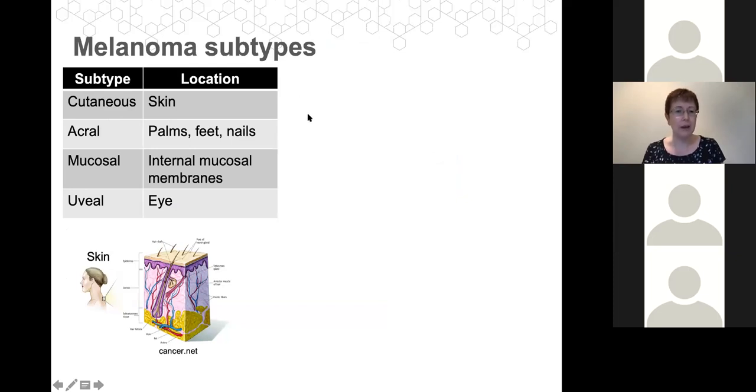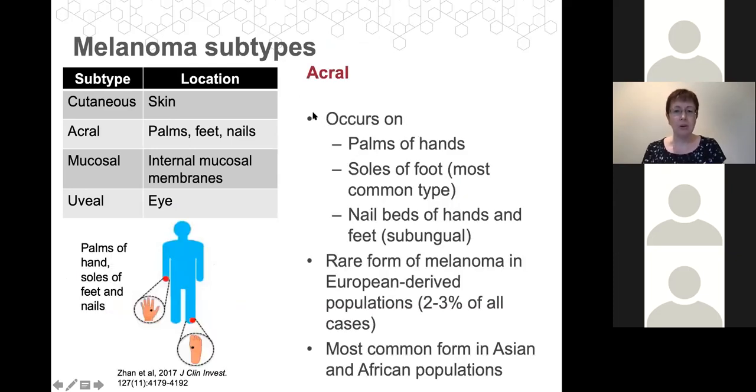These include acral melanomas. Acral melanomas occur on the non-hair-bearing skin of the palms of the hands, the soles of the feet, and the nail beds of the hands and feet, which are known as subungual sites. Acral melanoma is relatively rare in European-derived populations, but is the most common form in a number of Asian and African populations.